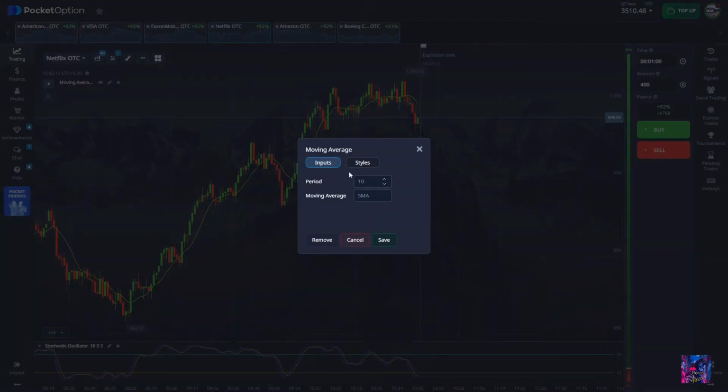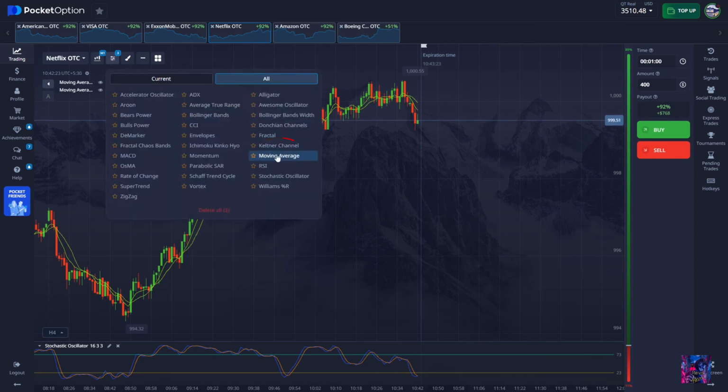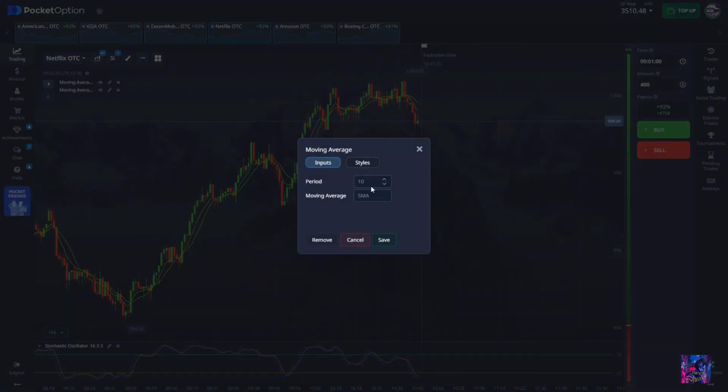Now we have to select another indicator, which is going to be our moving average indicator. After selecting moving average, come to its settings and change its period to 7, and change it from SMA to EMA and save it. Again select the moving average indicator and change its period from 10 to 2, and from SMA to EMA, switch its color to red and save it again.